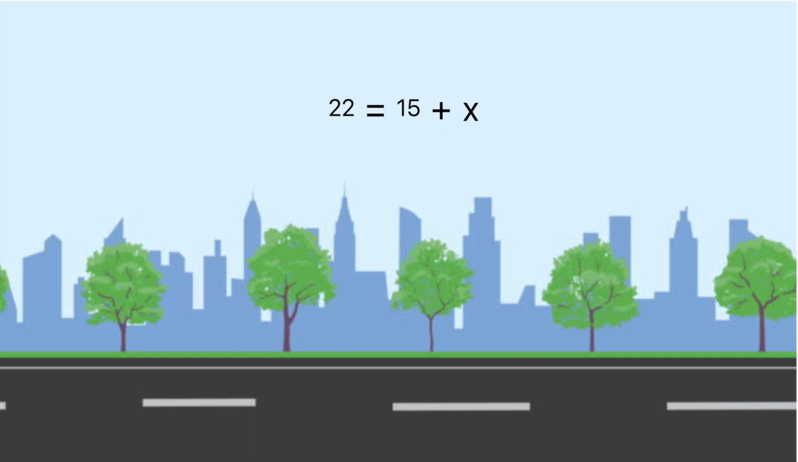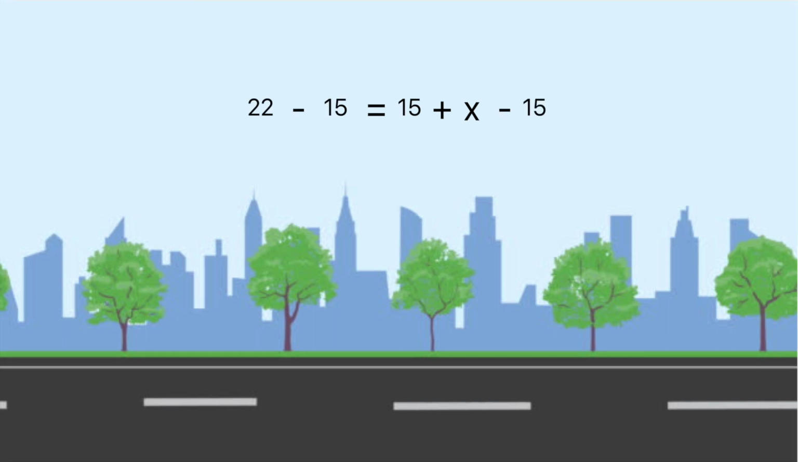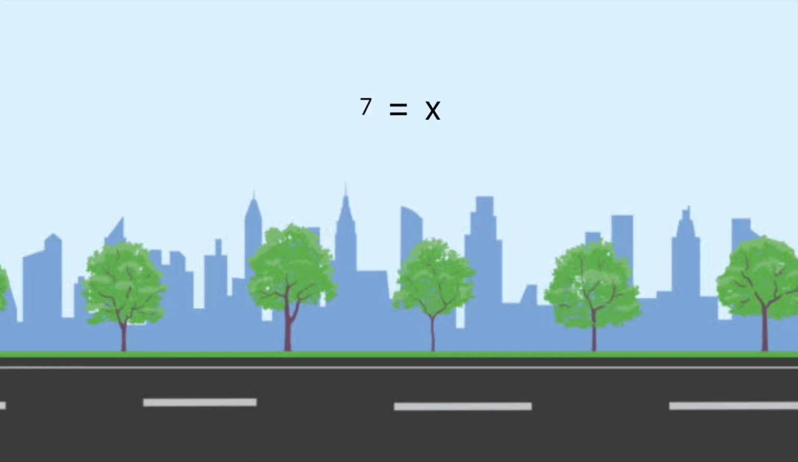Now looking back at our equation, it isn't just 15 plus X, it's 22 equals 15 plus X. So what we're going to do is take our 15 that we figured out earlier and subtract it from both sides to keep the equation balanced. On the left side, we have 22 minus 15 is 7, and on the right side, it's 15 plus X minus 15, which is just X. So our solution to this equation is 7 equals X. This means that our final answer to my question, how long was I walking for, is 7 minutes.